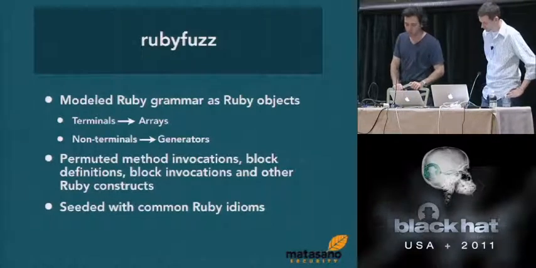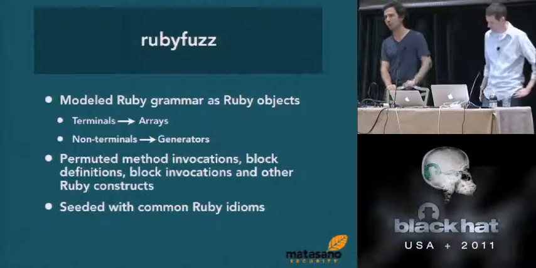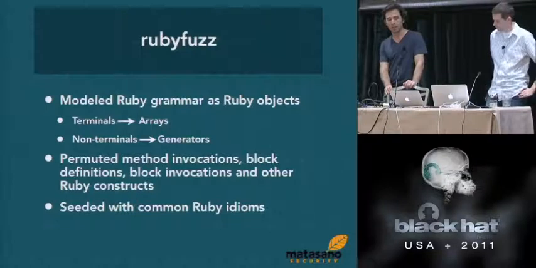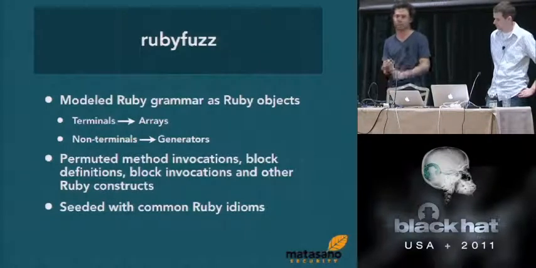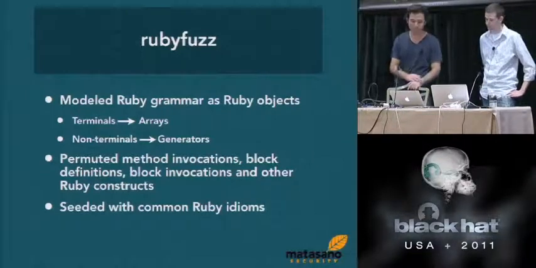Just walking and permuting the entire Ruby grammar, every permutation of the Ruby grammar, would really not get us much good. So the fuzzer was seeded with very common Ruby idioms, like block definitions, class definitions, assignments, reassignments, and stuff like that.